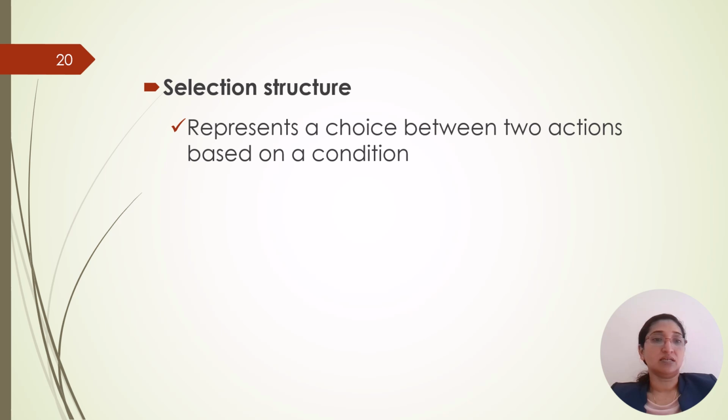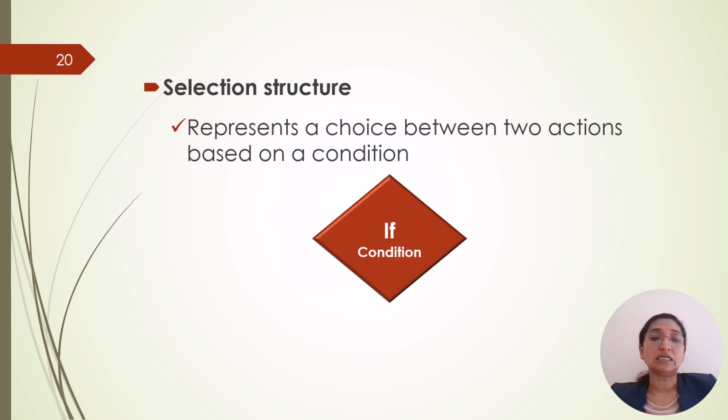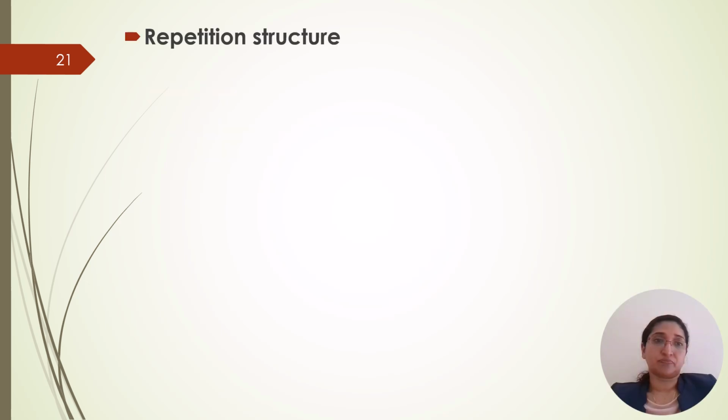Selection structure represents a choice between two actions based on a condition. If the condition is true or false, you need to make a choice. So you are making the choice based on the condition. If the given condition is true, you follow one direction. If the given condition is false, you follow another direction.